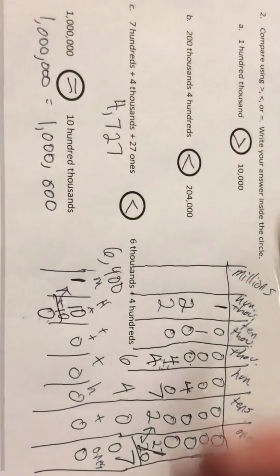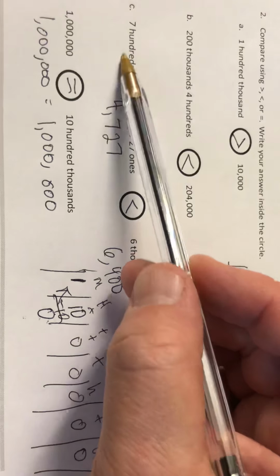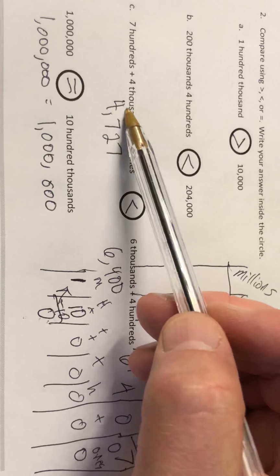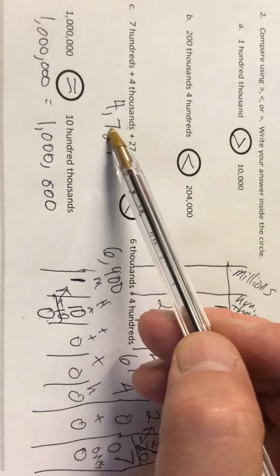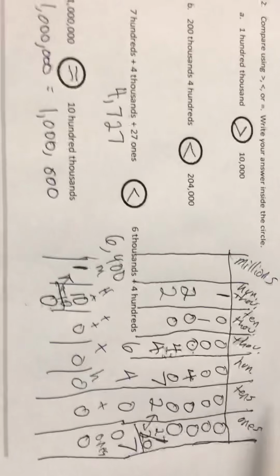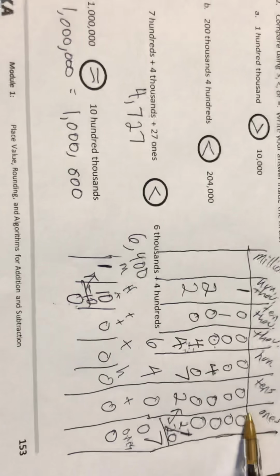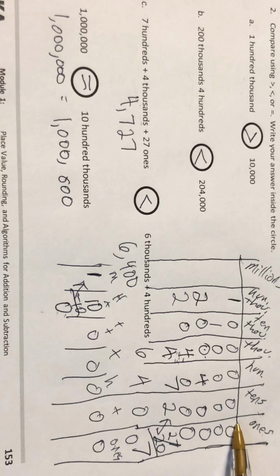All right, now we're going to compare using greater than, less than, or equals symbols. This is really important, especially because these have words. And this one here tries to trip you up because it puts 700 first and then 4,000. So a lot of kids will put the 7 first, and it kind of messes things up. But if you plug it into a place value chart, which is what I would like you to do, then it's less likely to get messed up.